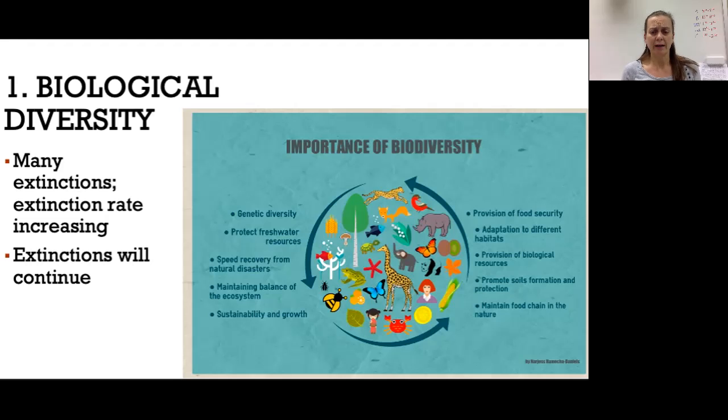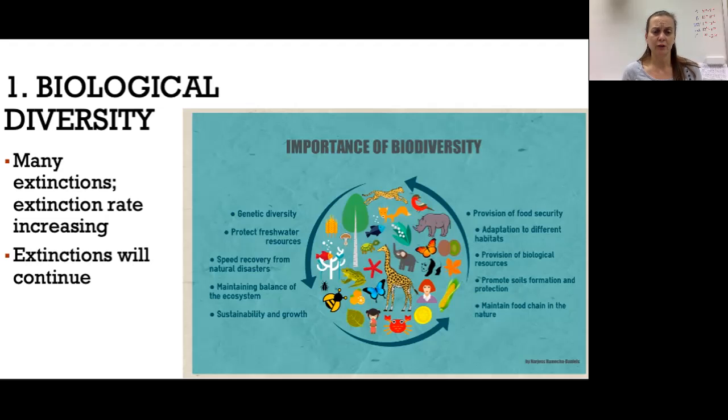So where are we right now? Our main indicator here is biological diversity. Recently, there have been a lot of extinctions and our extinction rate is increasing. So our current trend is not so great. Our outlook for the future is that extinctions are going to continue because the global threat of climate change is definitely changing the environment and species are not able to adapt quickly enough. And we're also taking up an awful lot of habitat space and resources.